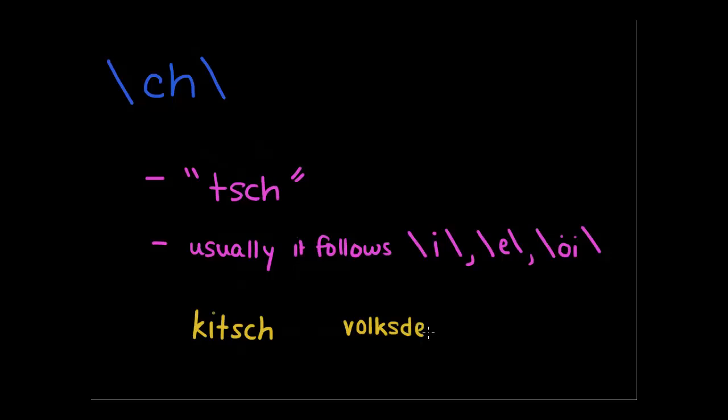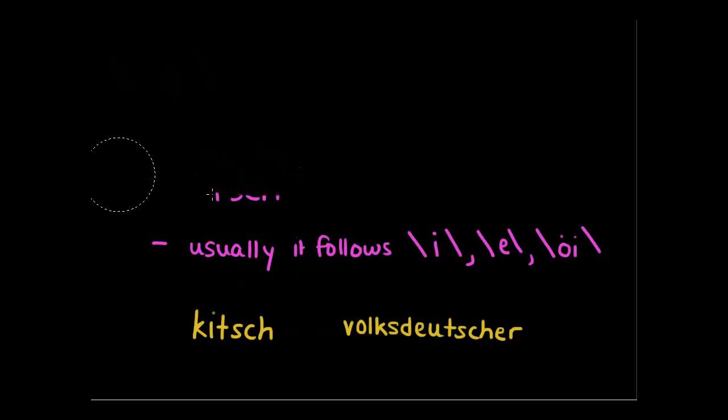Volksdeutscher. Deutsche. Remember, we covered in the last video that the OA sound is going to be EU in German. Again, we have that sound, and then we have the ch, TSCH. So Volksdeutscher and Kitsch are two examples of this rule. Again, there are many, many more words that use this rule, and this is the best way to spell this sound. It's the standard way to spell it in German. So if you ever get this sound in a certain word, spell it TSCH, okay? And you'll be fine. Okay, so that covers the ch sound.